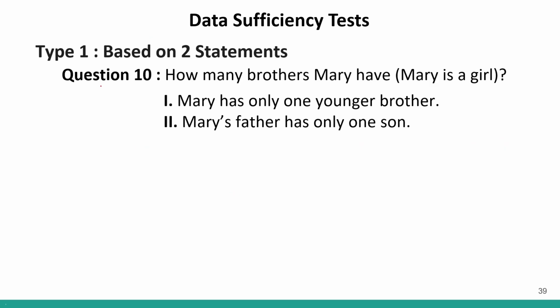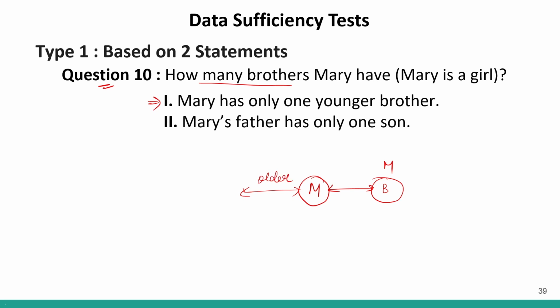Okay, let us look at question number 10. Question number 10 says, how many brothers does Mary have? It is given to us that Mary is a girl. So we have to find the number of brothers that Mary has. According to statement 1, Mary has only one younger brother. Correct? This is a male. But we don't know how many more brothers Mary has. Mary might have older brothers. That is not given to us.